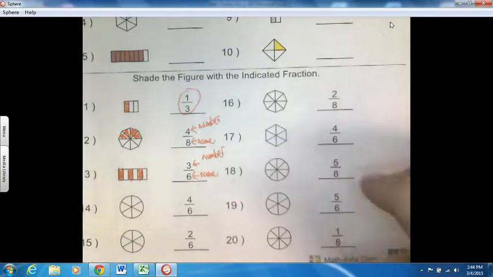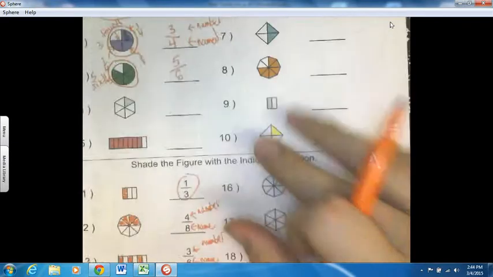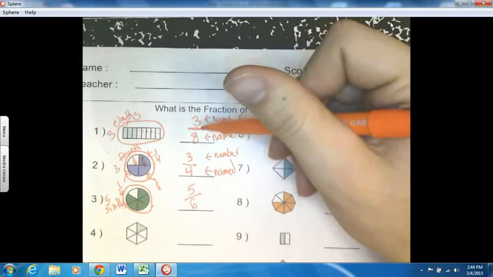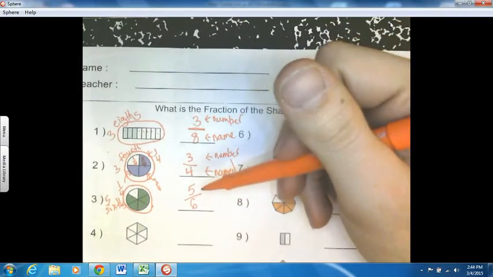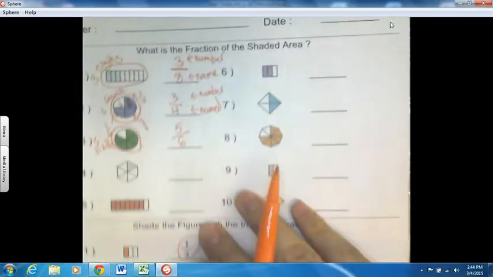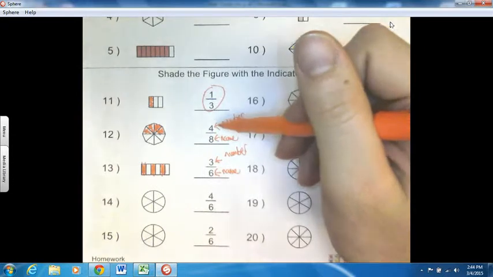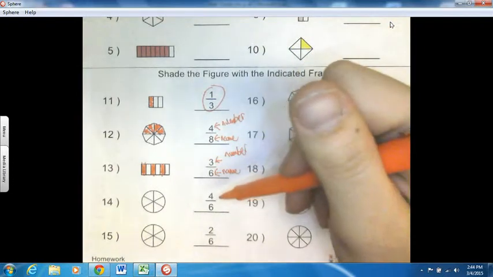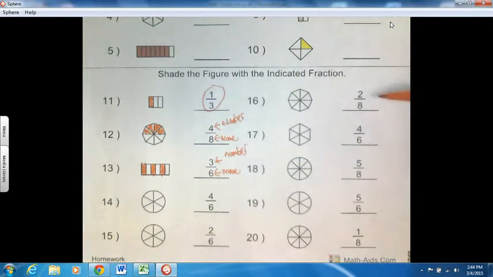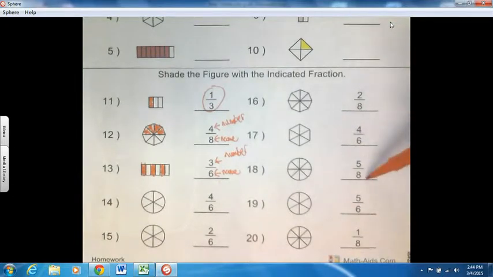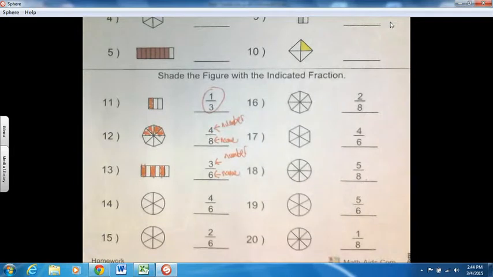If you are finished, go back and read all the fractions that you wrote. So 3/8, 3/4, 5/6, and keep going and read them so you get practice reading fractions, right? 1/3, 4/8, 3/6, 4/6, 2/6, 2/8, 4/6, 5/8, 5/6, 1/8, so that you can get practice reading them quickly, so that when I say write 4/5, you know exactly what I'm talking about and what that looks like as a picture.